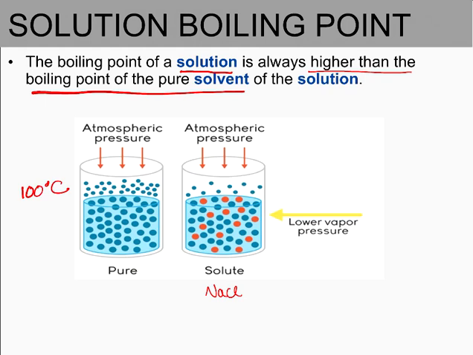But remember, we need the vapor pressure to match atmospheric pressure in order for a solution to boil. So in the solution, because we're not getting high enough vapor pressure, it's going to take more heat or more energy in order to get to that appropriate vapor pressure. So for the solution, we need a higher temperature in order to get to the same vapor pressure.